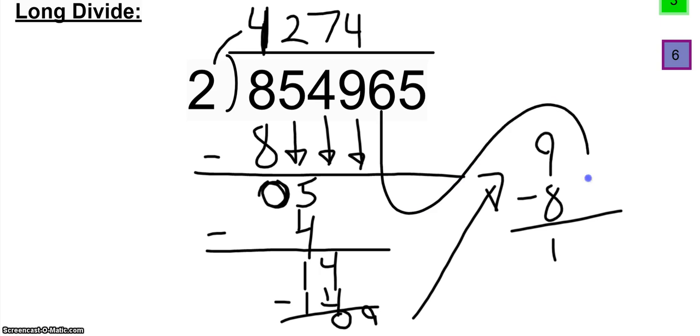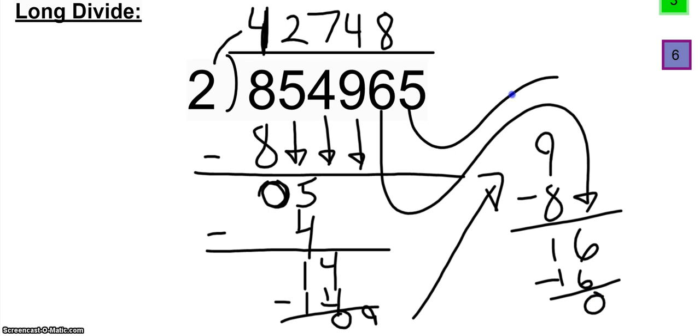We bring down the 6. 2 goes into 16 how many times? 8. Yes, 2 goes into 16 8 times. Thank you, Kennedy. 2 times 8 is 16. We subtract and we get 0. We bring down the 5.